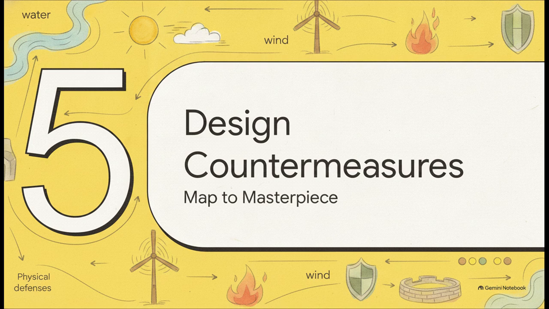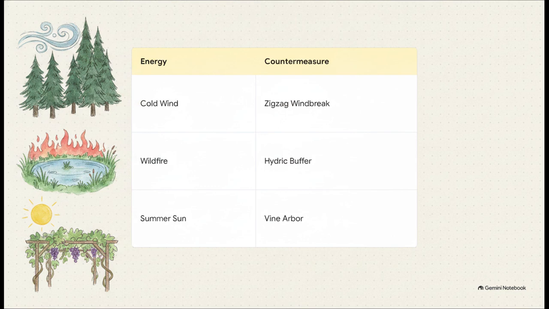from map to masterpiece. With our base map now a spiderweb of energy sectors, it's time to place our defenses. This action matrix right here shows the true magic of sector analysis. Placing the right element in the exact right sector neutralizes a threat while stacking a productive function. Got a cold winter wind sector? Plant a zigzag evergreen timber windbreak. It diffuses the gale and gives you timber.